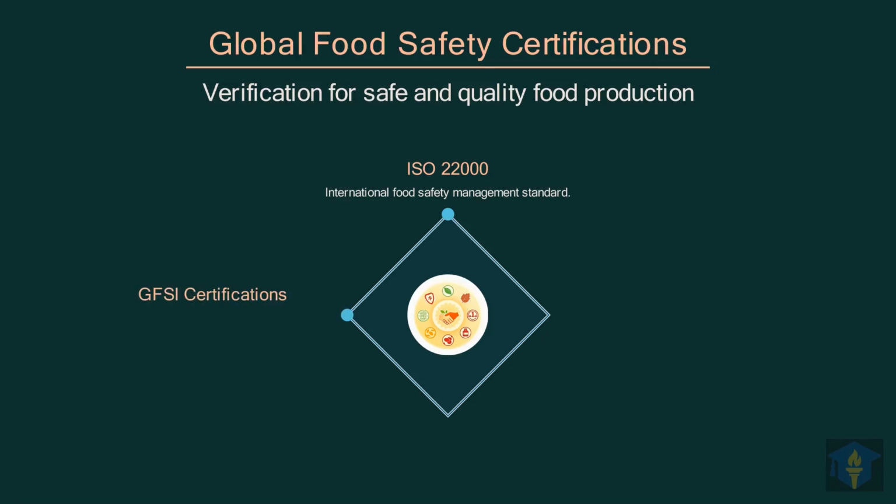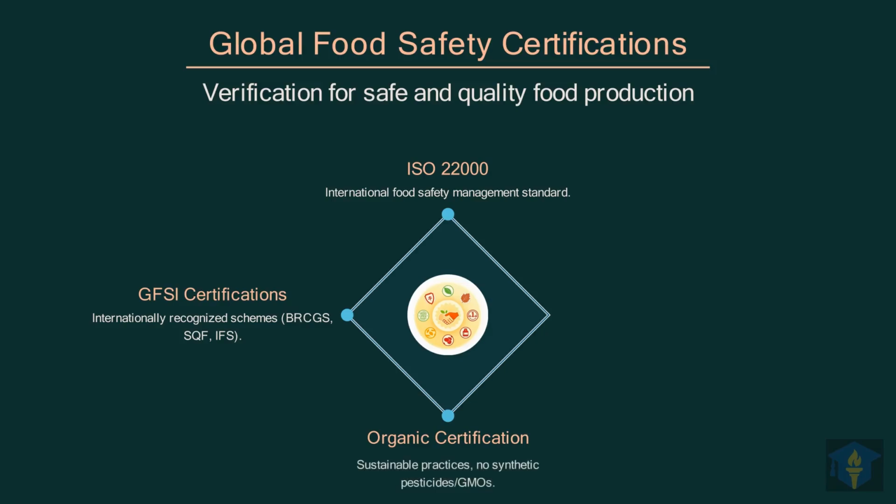Next are GFSI certifications, which include several schemes. These are internationally recognized schemes like BRCGS, SQF, and IFS. We also have organic certification for sustainable farming. This requires sustainable practices with no synthetic pesticides or GMOs. Finally, there's Fair Trade certification for ethical practices. This ensures ethical labor and fair compensation for farmers.